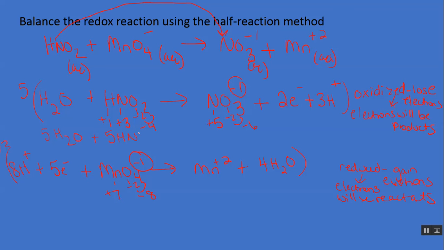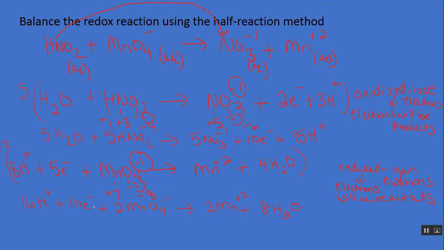So let's do that. We've got 5 waters plus 5 HNO2s yields 5 NO3 negatives plus 10 electrons plus 15 hydrogens. Same idea at the bottom one, times 2: we've got 16 hydrogens plus 10 electrons plus 2 permanganate ions yields 2 manganese plus 8 waters. So we've got our two half reactions completely balanced. Now our electrons are the same between the two half reactions.